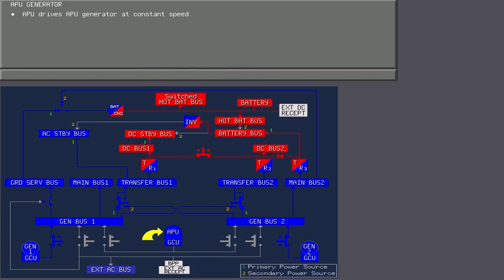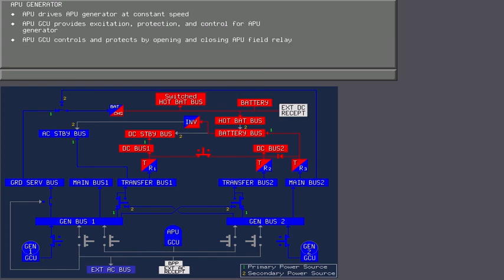The APU drives the APU generator at a constant speed. The APU GCU provides excitation, protection, and control for the APU generator, and it operates in exactly the same manner as the engine generator GCUs. It opens and closes the APU field relay under the same conditions. Now, touch the APU GCU to close the APU field relay.